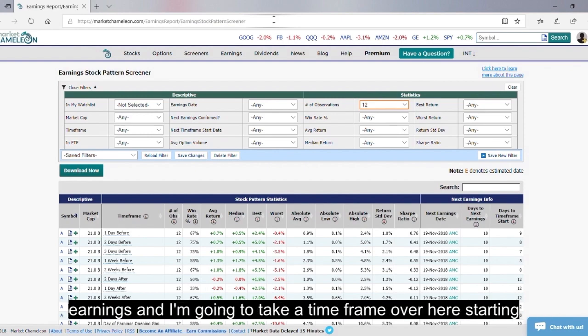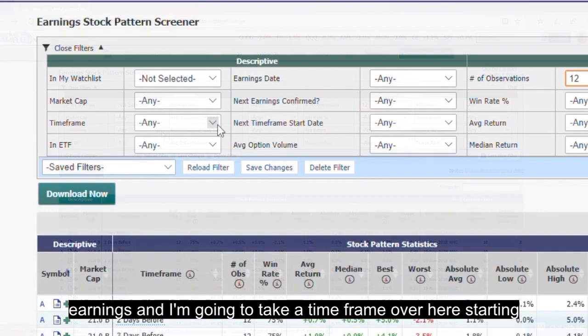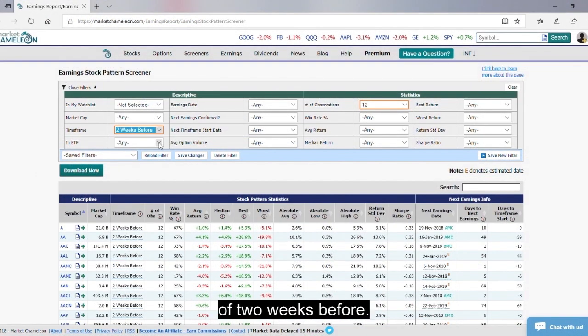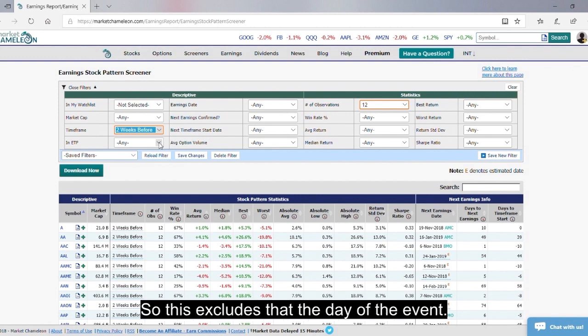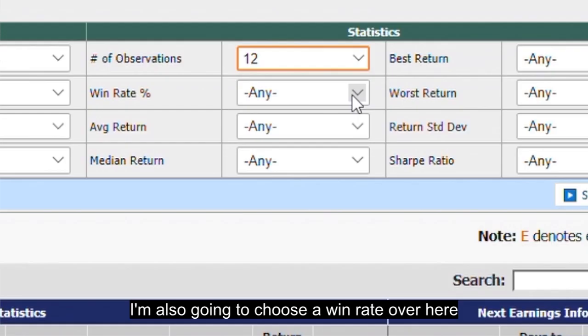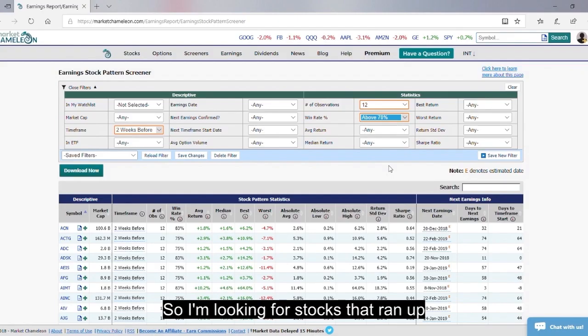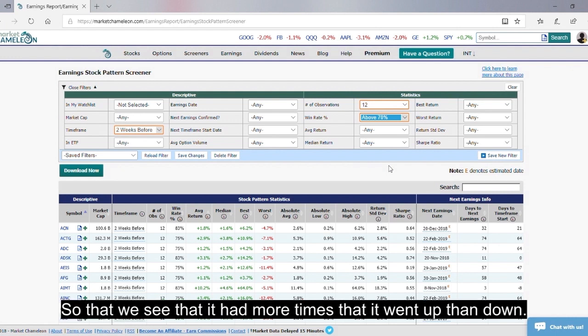And I'm going to pick a time frame over here starting 2 weeks before earnings. And this is a hold period of 2 weeks before and getting out the day before earnings. So this excludes the day of the event. I'm also going to choose a win rate over here of above 70%. So I'm looking for stocks that ran up and I want a 70% win rate so that we see that it had more times that it went up than down.